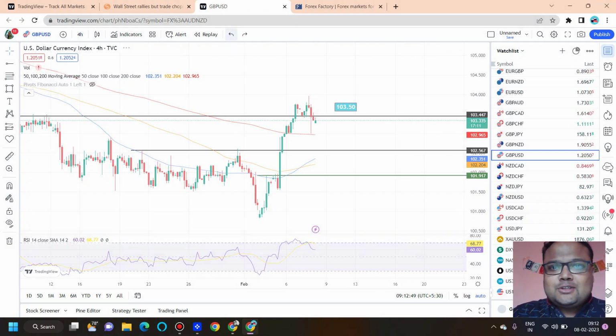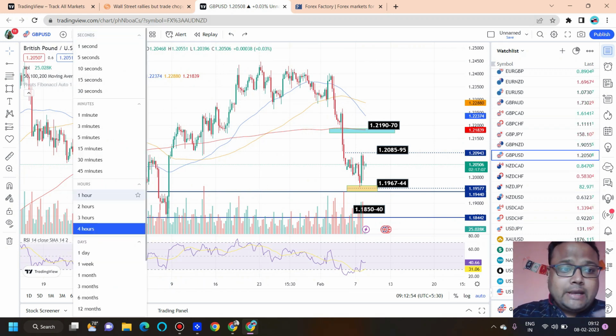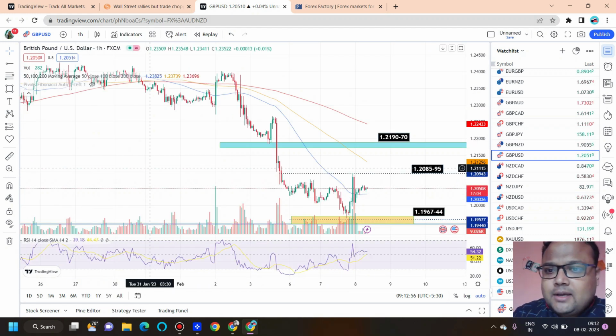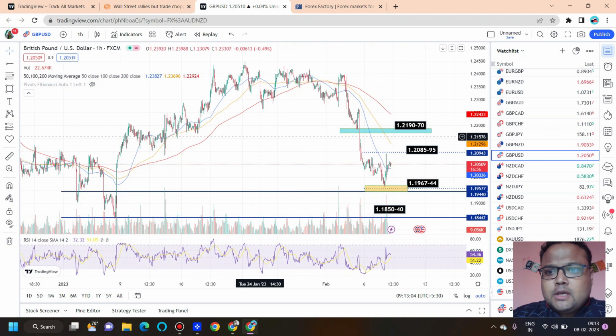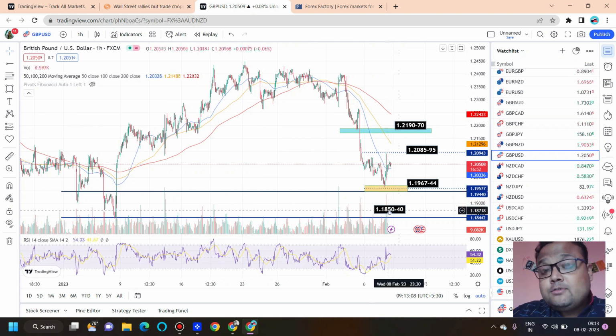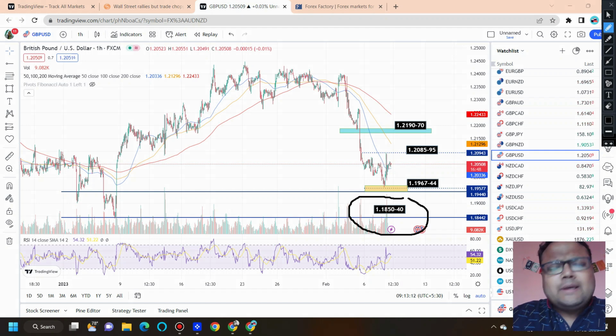So let's have a look at the chart of GBPUSD right now. To get a clear picture, let's look at the hourly time frame. My dear friends, the levels that we have discussed in our previous videos are still the same, the good levels. The best level was 1.185040, and still it is the best level on the chart of GBPUSD, the best support in case market shows a big drop.